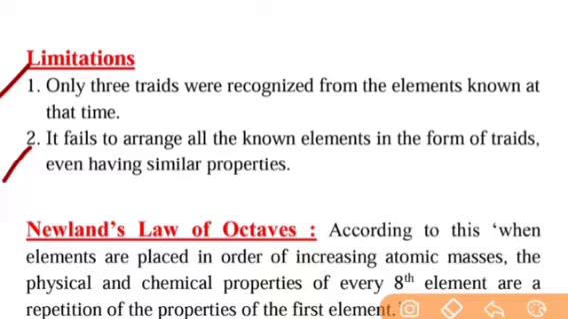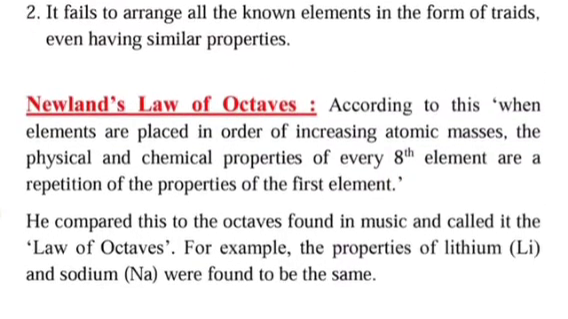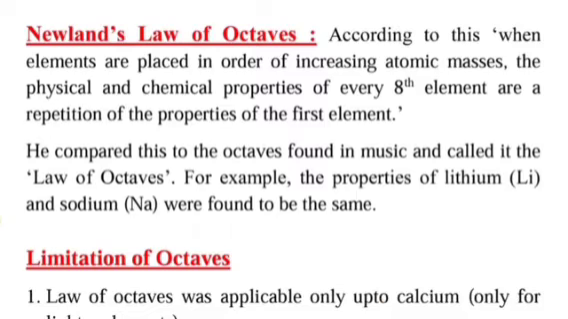The atomic mass of the middle element of the triad was roughly the average of the atomic masses of the other two elements. For example, lithium and potassium have a certain mass, but sodium has a mass that is the average of the two. You can see three triads.